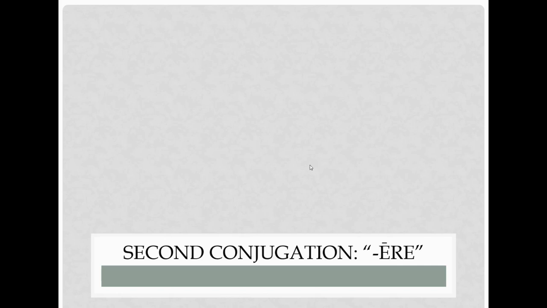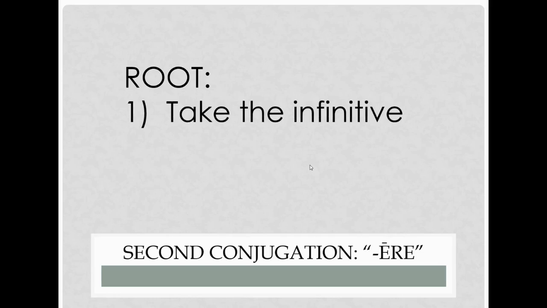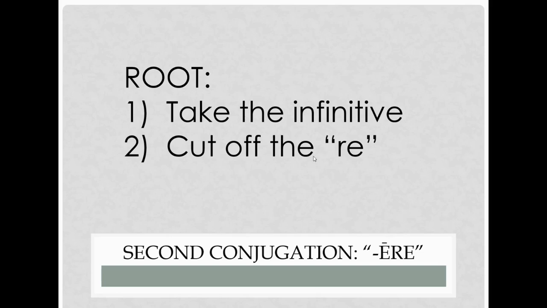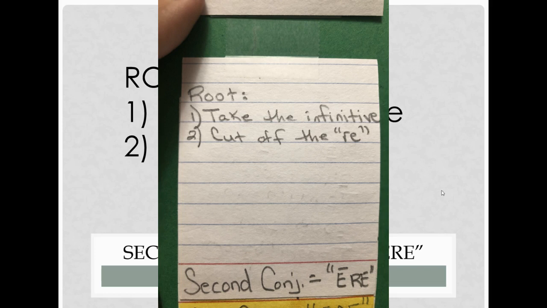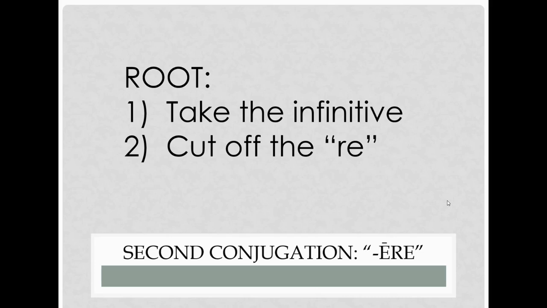So what are you going to write on the note card itself? First, write the word root. Number 1, take the infinitive. Number 2, cut off the RE, which would leave that E, okay? So this should look quite familiar. This is the same as the first conjugation process. So go ahead and pause. When you're finished, flip the note card.